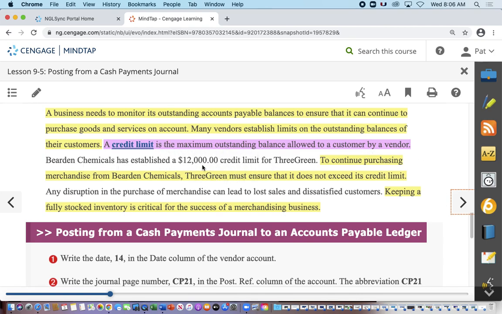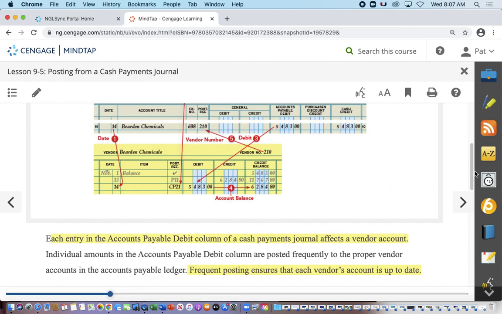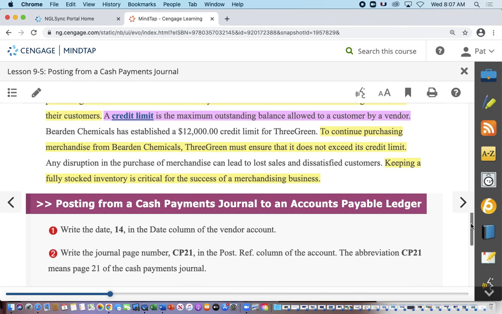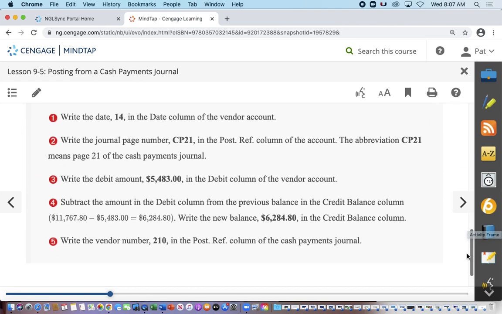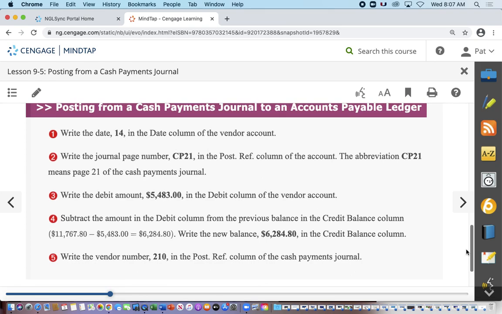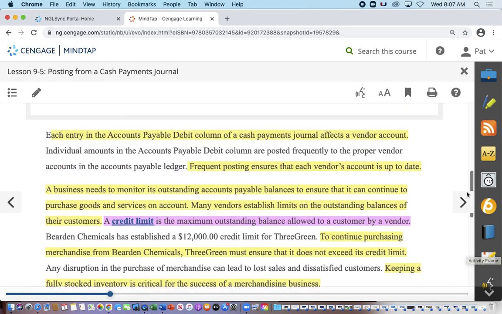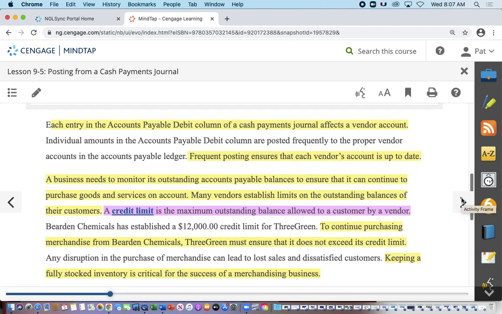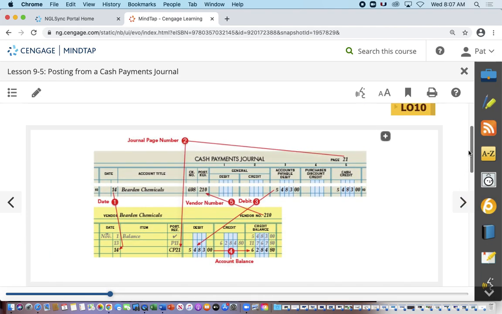It says Beard and Chemicals established $12,000, so we can continue purchasing from them. You've got a running total, so it doesn't really matter. But they wanted to let you know about credit limit, the maximum amount someone can be borrowing or charging on the account. Okay, and then they give you the steps to posting there. But credit limit is something you'll see later, okay? That kind of makes sense. You can't have a $20,000 credit limit if you only make $200 a month. They're not going to allow you to borrow that much, okay?